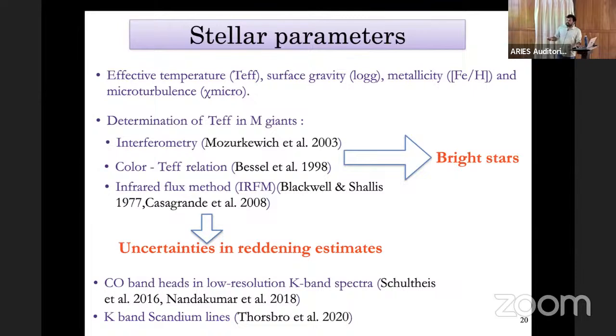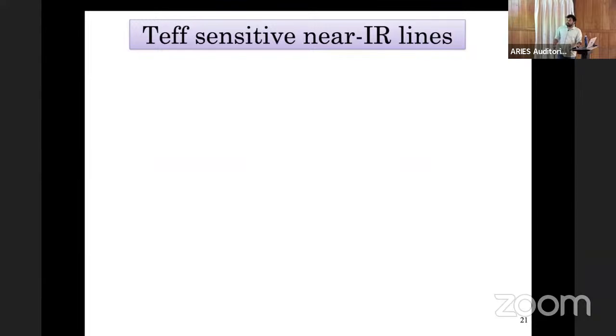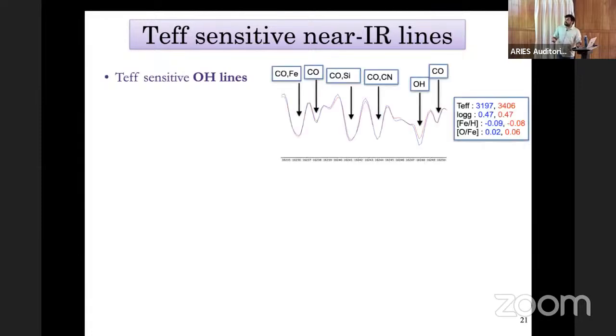And then there have been methods developed by identifying lines which are sensitive to temperature, like the CO band heads in low resolution K-band spectra and the scandium lines. But there haven't been any valid tests conducted to make sure these methods are working fine. So what I ventured into was to identify temperature sensitive near infrared lines. And luckily I found several OH lines which are sensitive to temperature.